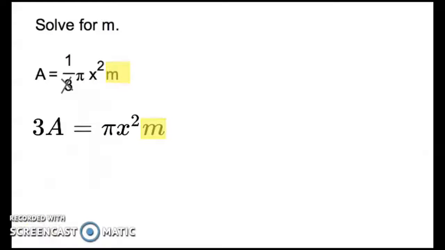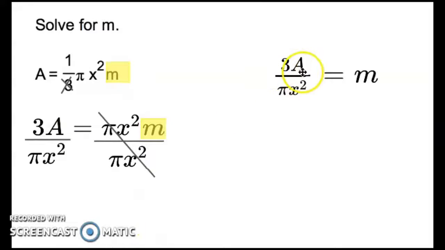So again, remember, we're solving for m. So pi x squared and m are all being multiplied. To undo multiplying, we divide, because dividing is the opposite of multiplying. So we divide both sides by pi x squared, and we'll have m on the right equaling 3a over pi x squared. And that's going to be the answer. Just remember, capital letter A, lowercase x and m.